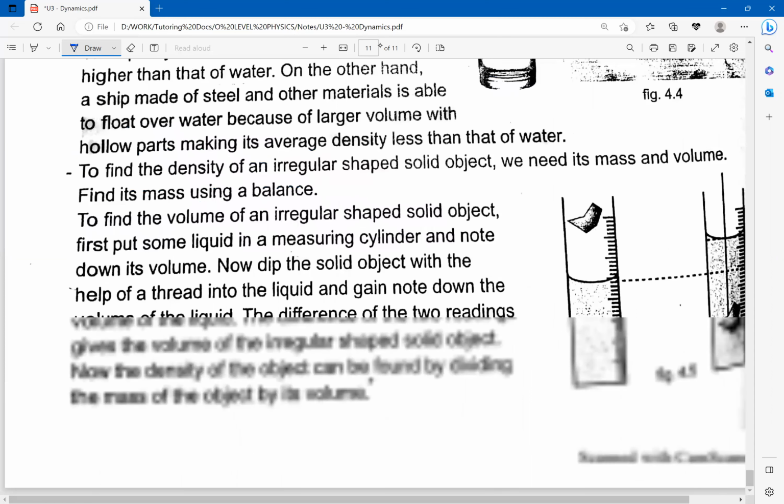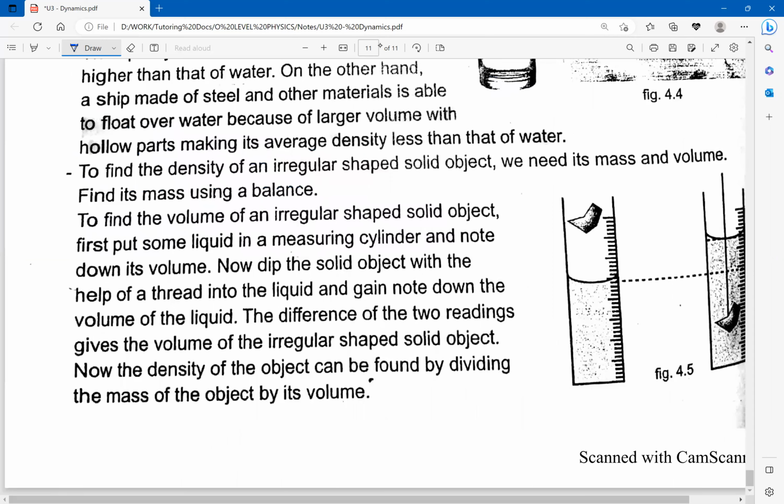Let's see. Find the volume of an irregular shaped object. We've already studied this in the first topic, by the way, so you can just give all of this a read. And we're done with this topic as well.